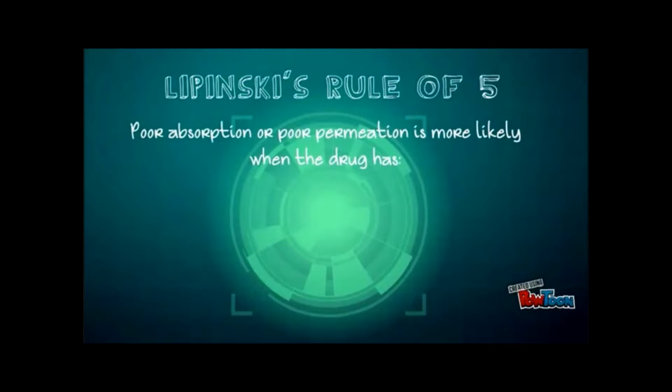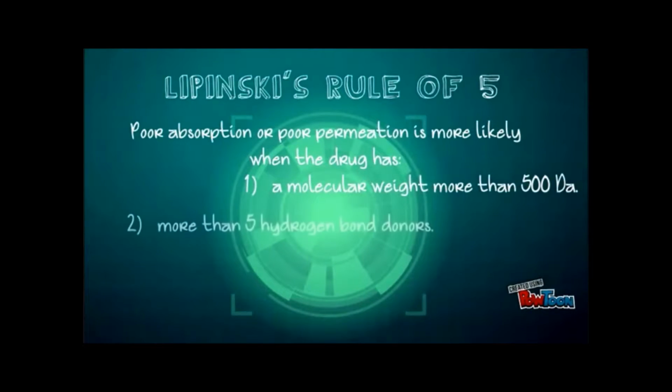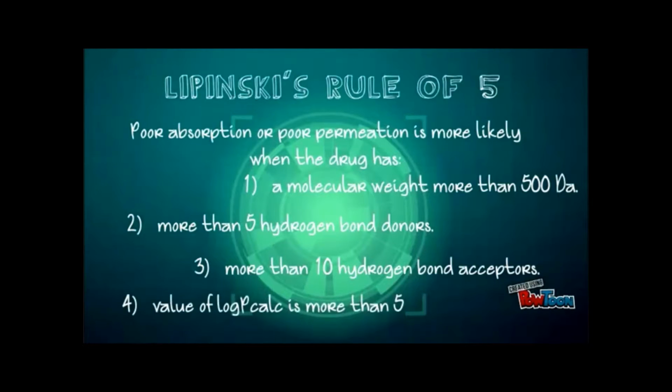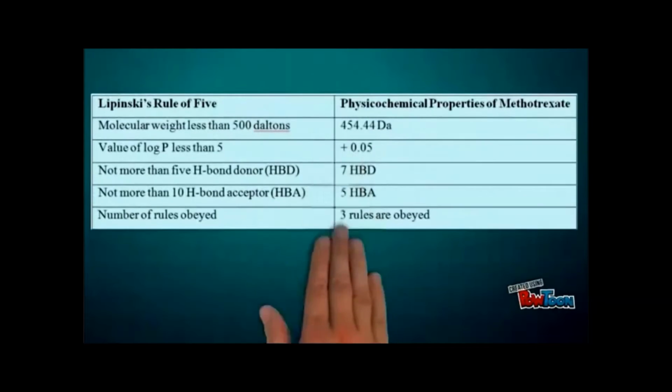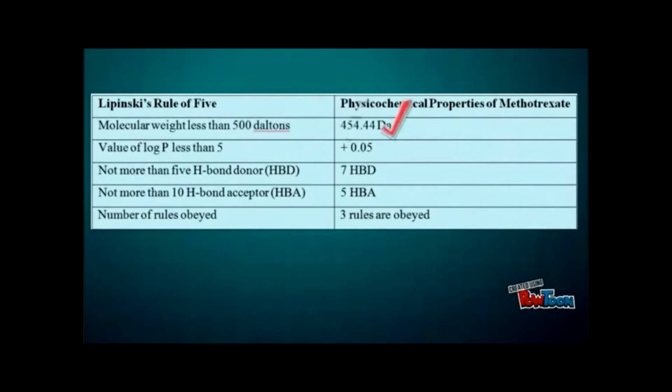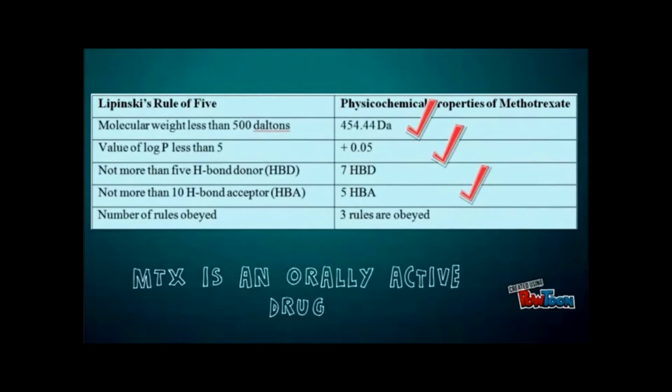Lipinski's rule of 5. Poor absorption occurs when the drug has a molecular weight of more than 500 Dalton, more than 5 HBDs, more than 10 HBAs, and a log P value of more than 5. Since our drug obeys the Lipinski's rules, therefore it is an orally active drug.